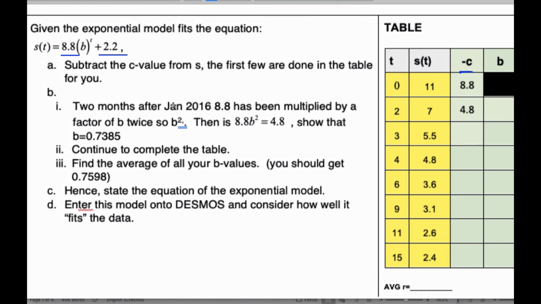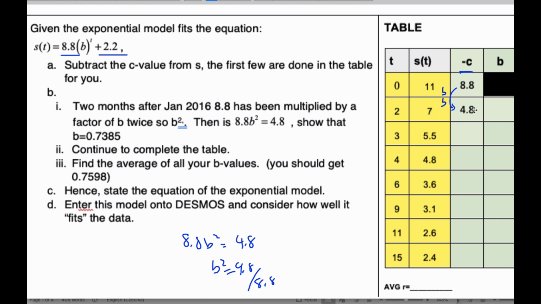And so now 2 months after 2016, 8.8 was multiplied by the B factor twice. So to go from 8.8 to 4.8, I had to multiply by B 2 times. So I know that 8.8 times B squared is equal to 4.8. And so then I can solve for B squared, and then I can get B again to be the same value as for the first method.